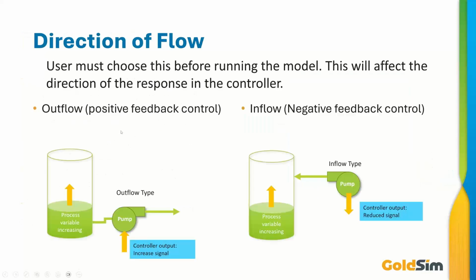There are two directions of flow that we also need to consider. If you have an outflow type of flow control, then as your process variable is increasing, your controller output will also increase. If you have an inflow, then as your process variable is increasing, your controller output will be reducing.